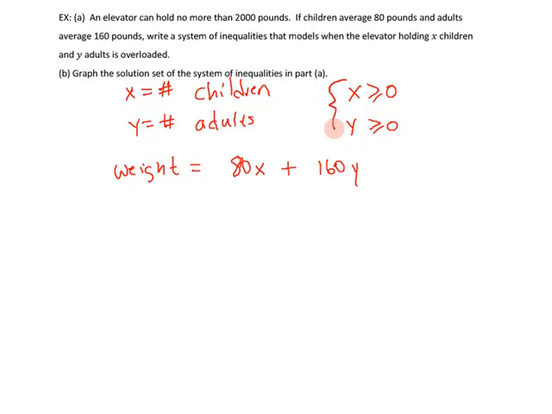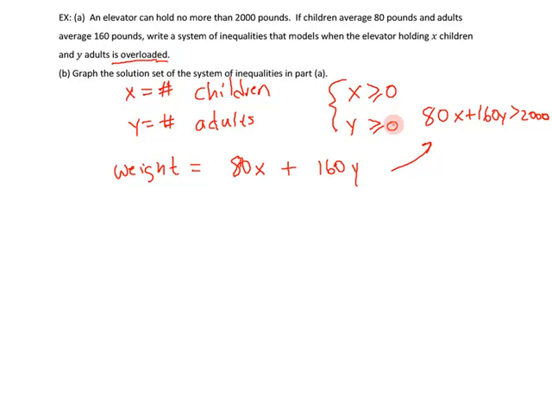So these are our first two inequalities in the system, and the last one would be that 80x plus 160y, well, I guess to say it this way, we want to know when it's overloaded. It's overloaded if that's bigger than 2,000. Obviously, we have to have a positive number of children, a positive number of adults, and the weight is going to be over 2,000. That's what we're trying to find: when this thing is overloaded.